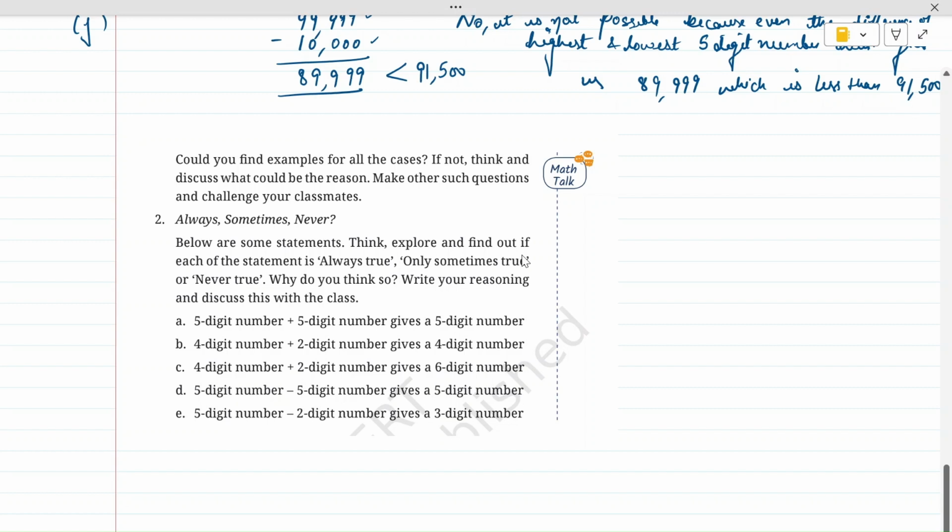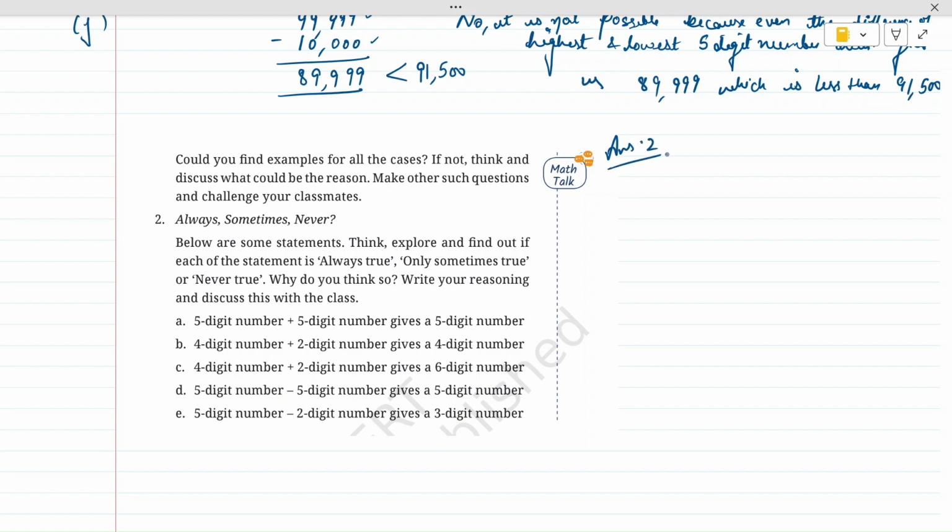Think, explore and find out if each of the statements is always true, only sometimes true, or never true. Why do you think so? Write your reasoning and discuss this with the class. Okay, so let us begin this.